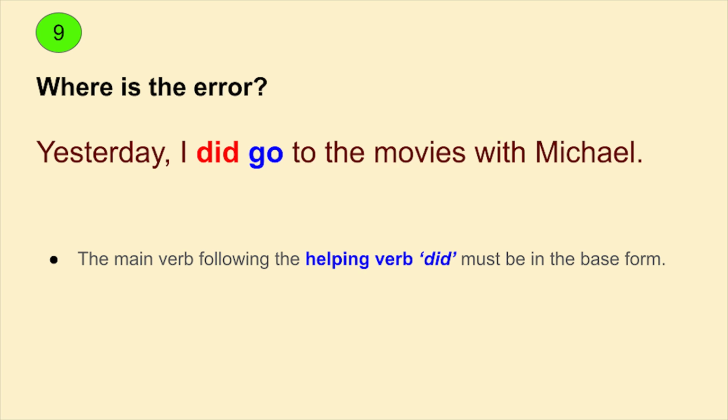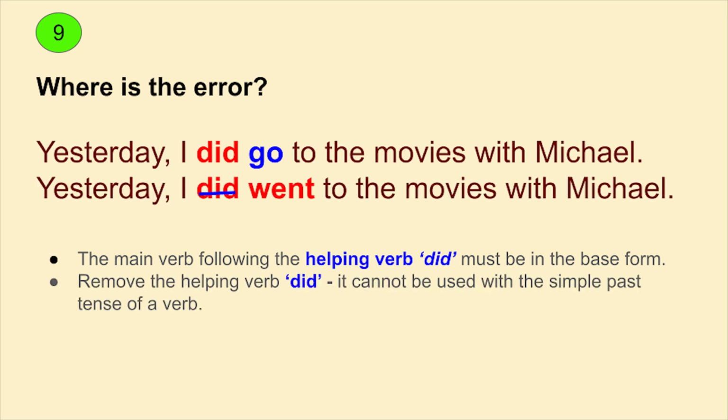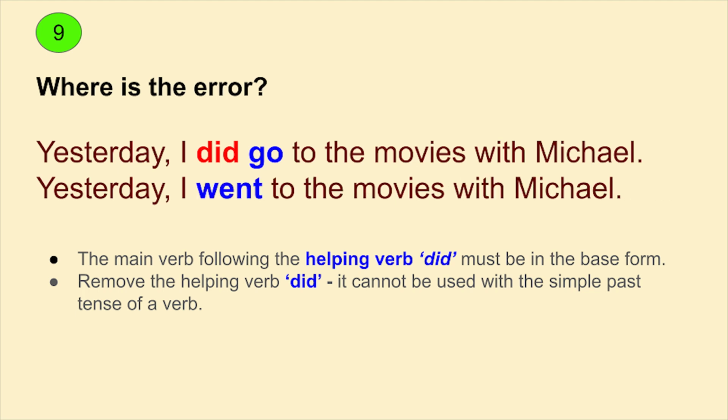The second way to correct this sentence, and the preferable way, is to remove the helping verb did, as it cannot be used with the simple past tense of a verb. So we remove did and our sentence is, yesterday I went to the movies with Michael.